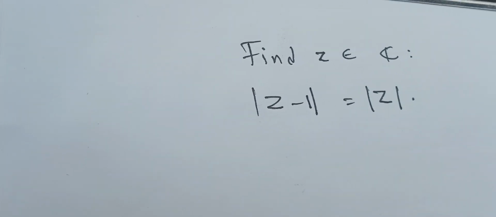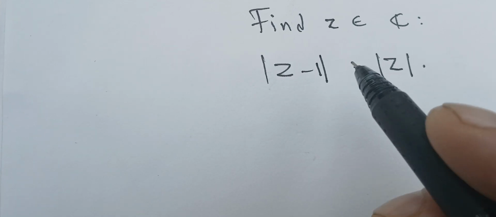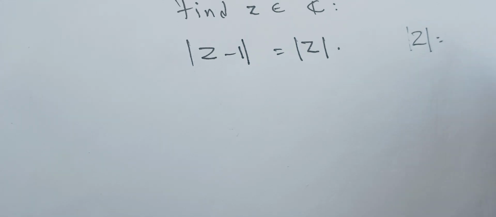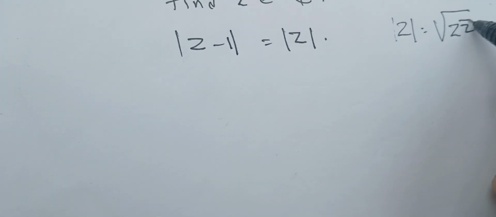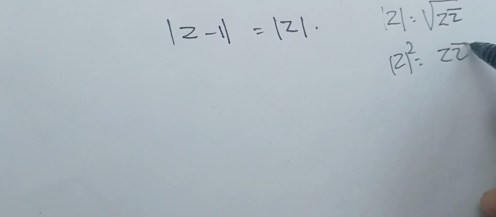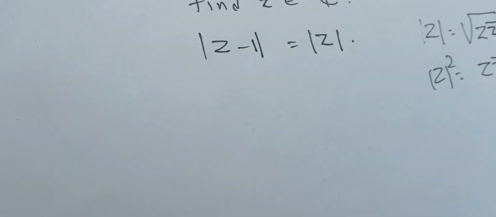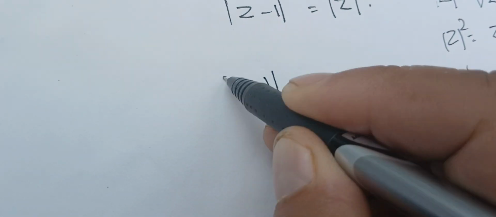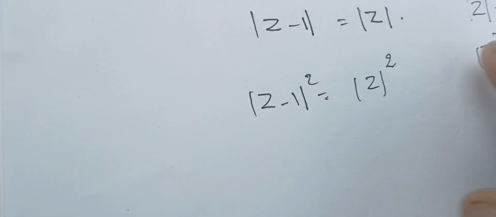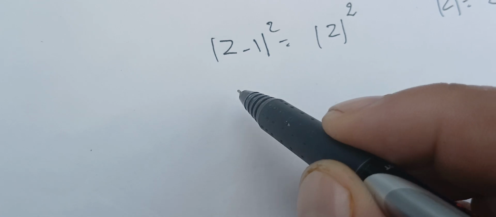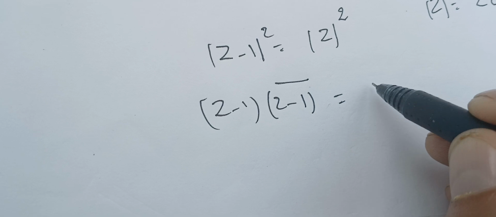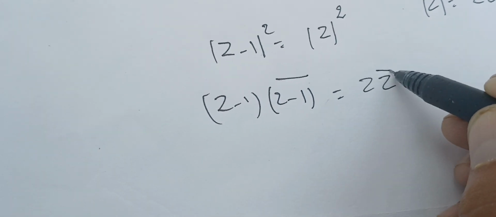equality. Okay, one thing that we know is that the norm here of z minus 1, or the norm of any complex number z, is the square root of z times z bar, the conjugate. Okay, squaring this number will give us z times z bar. Okay, here if we square both sides, we're gonna have the norm of z minus 1 squared is the norm of z squared. Okay, now we apply this definition here.